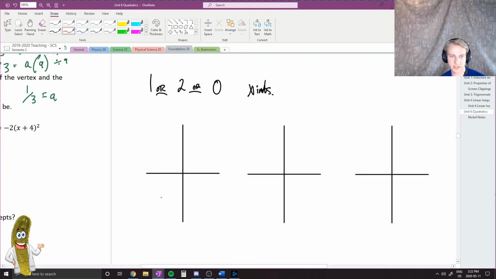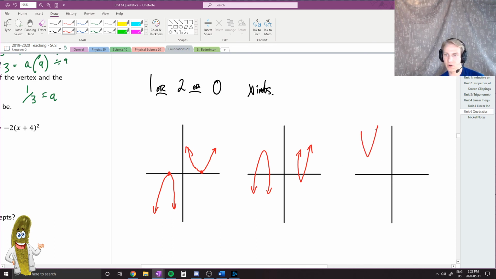We could have one x-intercept if we have the vertex occurring on the actual x-axis. We can have two if we have graphs that look like this, or if we have graphs that look like this. There's 2 points in which they're crossing the x-axis. Or we could have zero if we have graphs that look like this.